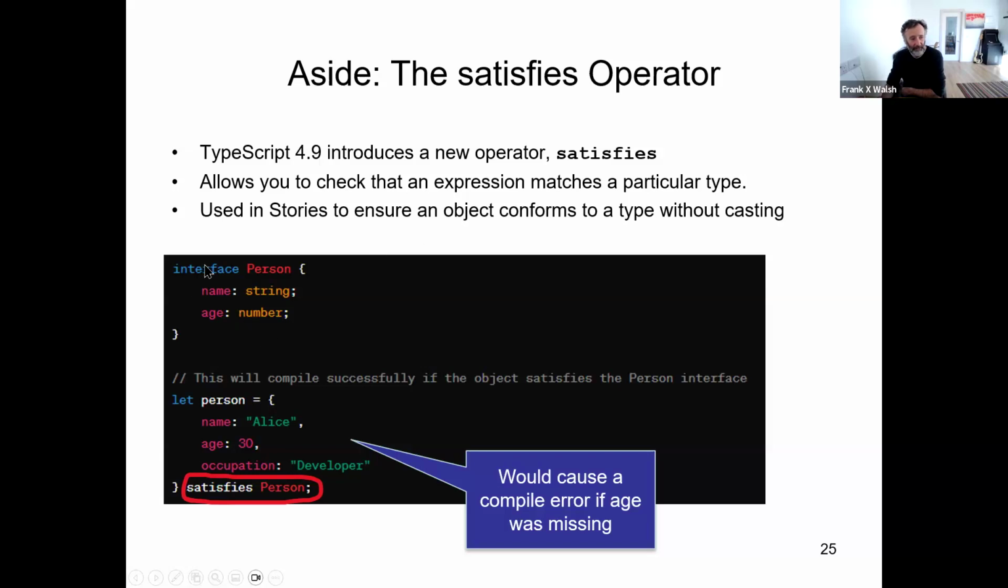So to give you an example here, if I define an interface person, so a person has a name, which is a string, and an age, which is a number. And I can say let person is equal to, right? Alice, person, this object here is a name property, which is Alice, age 30, occupation developer. And I can say satisfies person. So it will just check, right? That person has a name and an age property that is a string and a number. You get me? Okay, so that's kind of what's going on there, just in case you haven't seen it before.